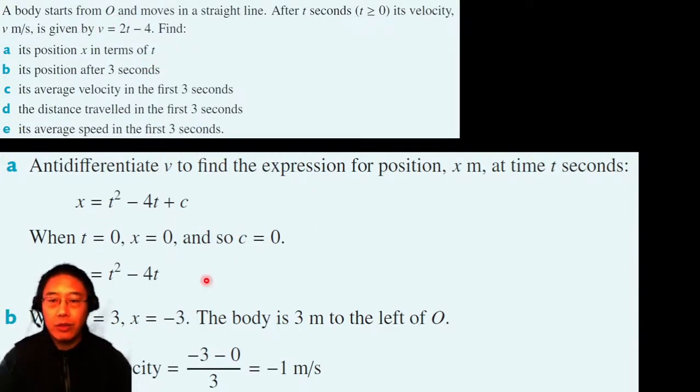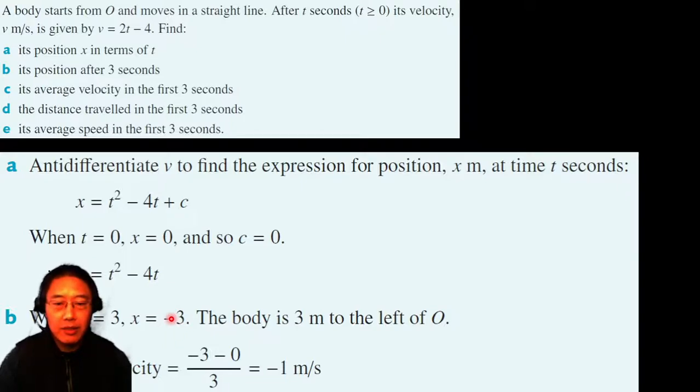Alright, so those are the questions. First, you anti-differentiate v, which is 2t minus 4. You anti-differentiate plus a constant. You use the initial condition for x, that gives you c equals 0. So we get the rule for the position, which is the answer to part A. For part B, you just substitute t equals 0. You get x equals -3.